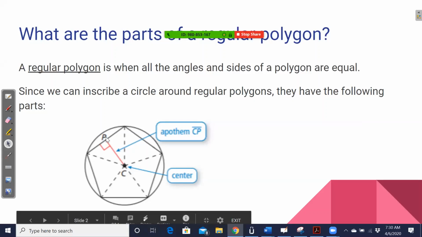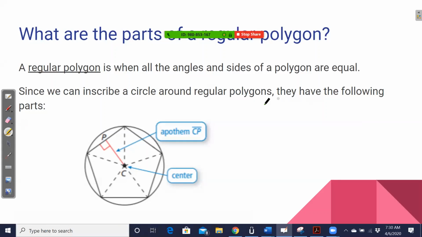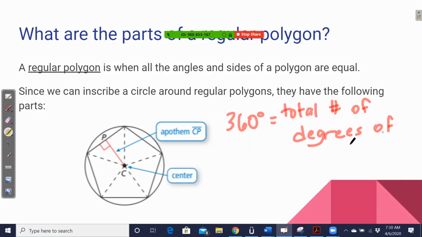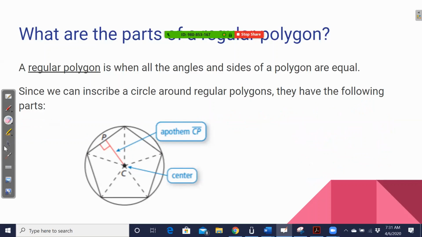Okay, so let's write that down right over here. 360 degrees, total number of degrees of a circle. So that's why we're dividing 360 by the number of sides.